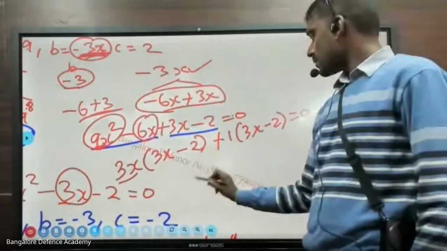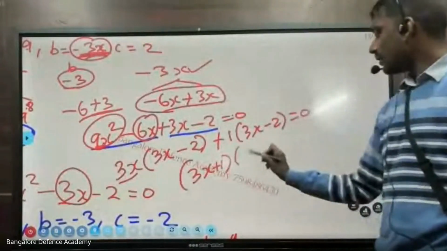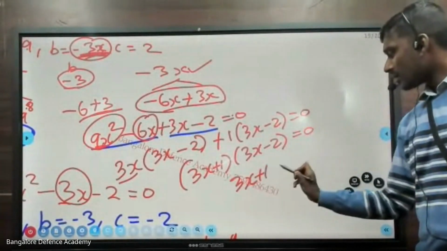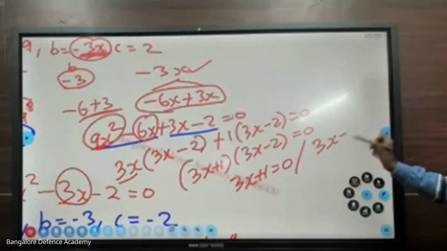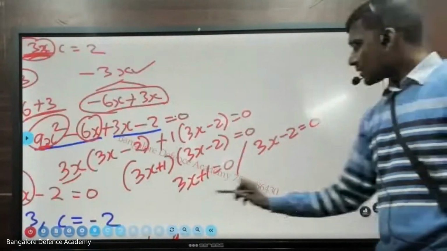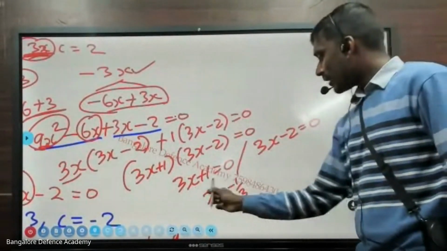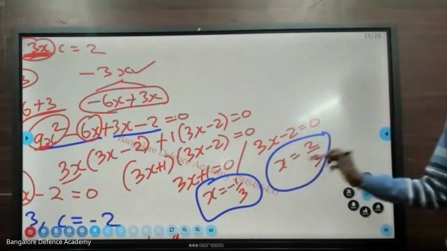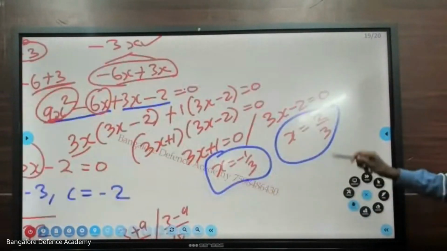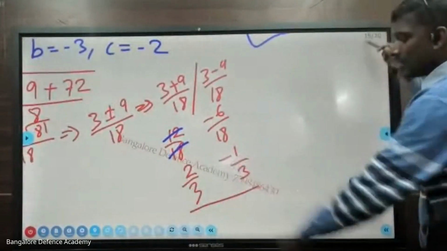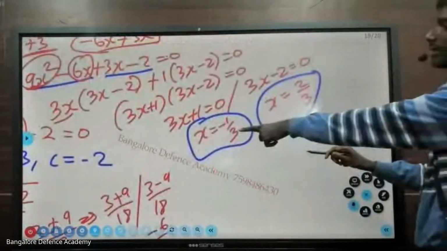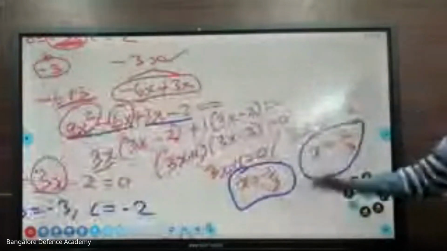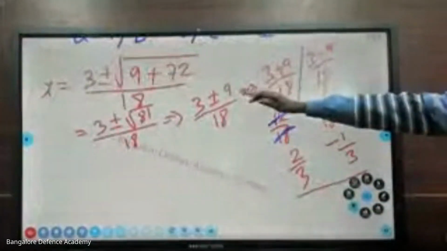Now this becomes 3x plus 1 and this becomes 3x minus 2 is equal to 0. So 3x plus 1 is equal to 0 or 3x minus 2 is equal to 0. This becomes x is equal to minus 1 by 3. I got this one answer, and x is equal to 2 by 3. This is one answer with the help of factorization method. Here also I got 2 by 3 and minus 1 by 3, and here also 2 by 3 and minus 1 by 3. You understand? So this is called the factorization method, and this is called with the help of the formula.